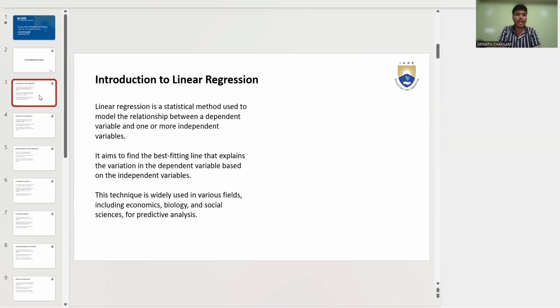Linear regression is a statistical method used to model the relationship between a dependent variable and one or more independent variables. It aims to find the best fitting line that explains the variation in the dependent variable based on the independent variables. This technique is widely used in various fields including economics, biology, and social sciences for predictive analysis. This is the introduction to linear regression.